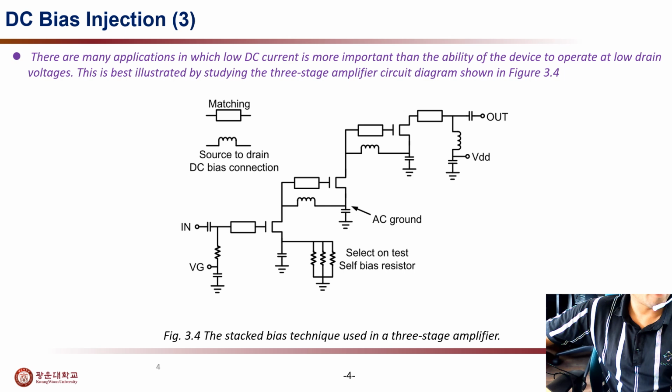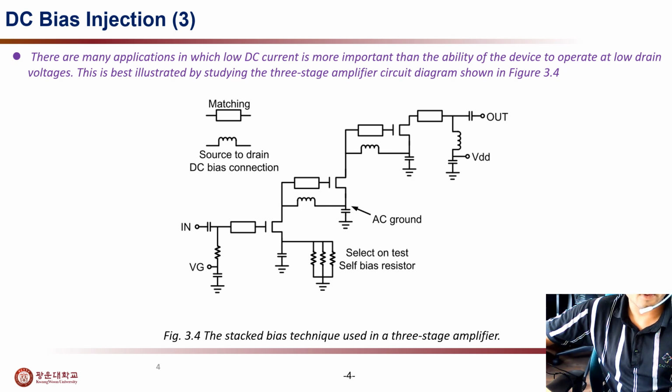There are many applications in which low DC current is more important than the ability of the device to operate at low drain voltages. This is best explained by studying the three-stage amplifier circuit diagram in figure 3.4. There are three stages, 1, 2 and 3, with the source to drain DC bias connections and the matching. These amplifiers use both self biasing and stacked biasing technology.